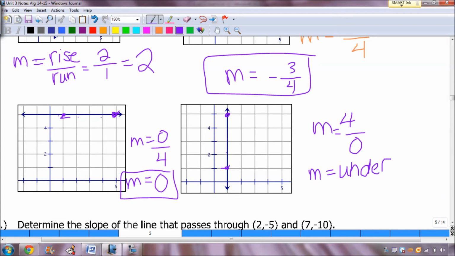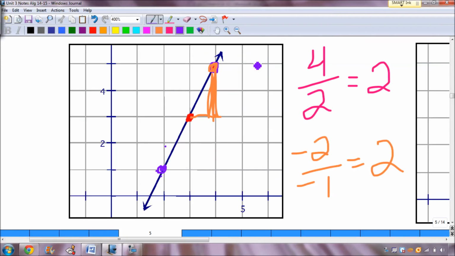Try it in your calculator. Try to divide 4 by 0 in your calculator. You're going to end up getting an error, or it will tell you that the answer is undefined. All right, I want to revisit the first question on the top left part of page 5 of your notes, because this is really going to help you out.